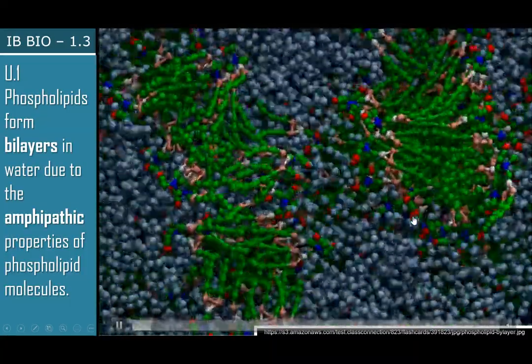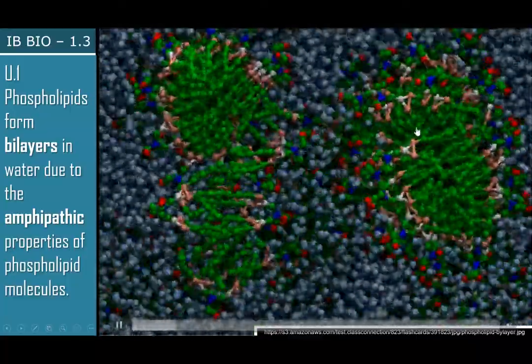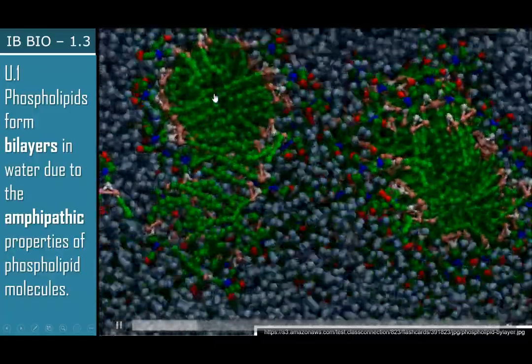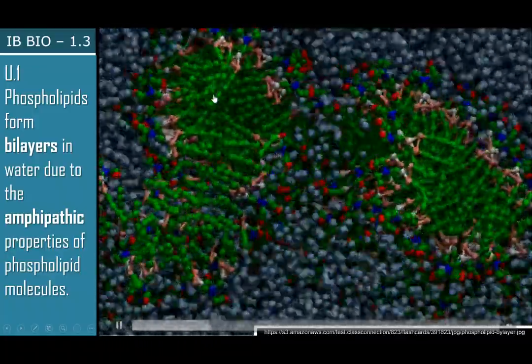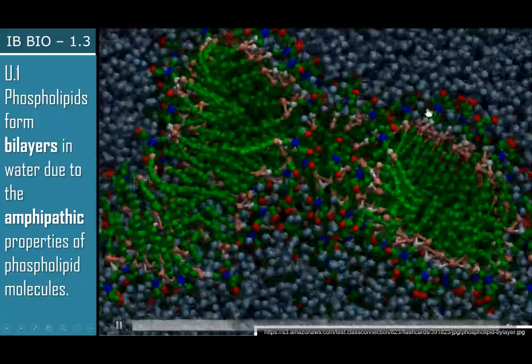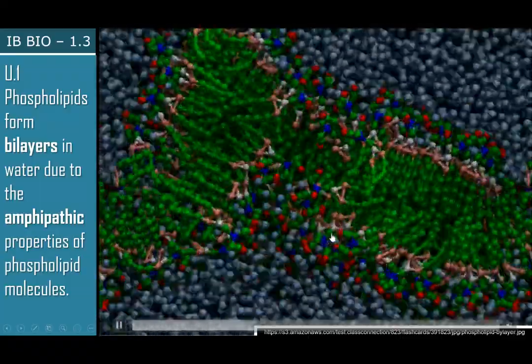So look, all those tails are starting to move, and they're all pointing inwards. Right? They're starting to organize. They don't want to touch the water. They're not about that life, right? They're like, ugh. And you can see those glycerol heads are starting to form or starting to organize, so they're on the outside.